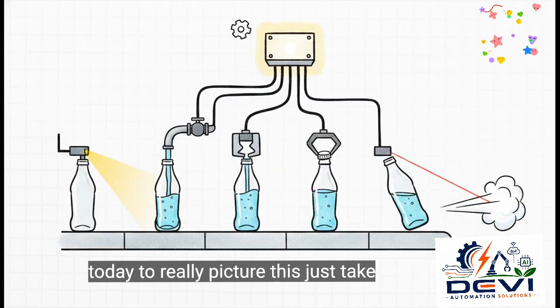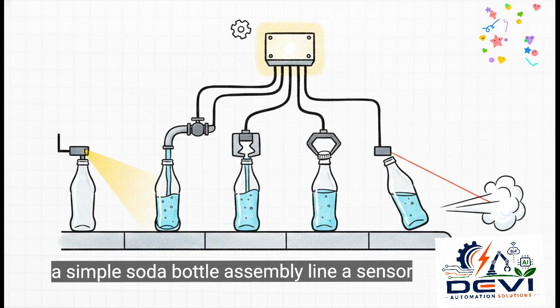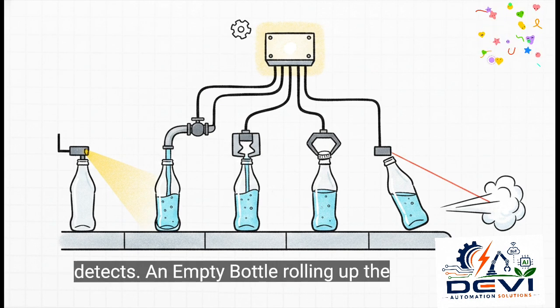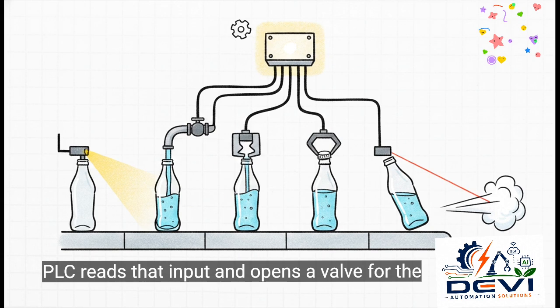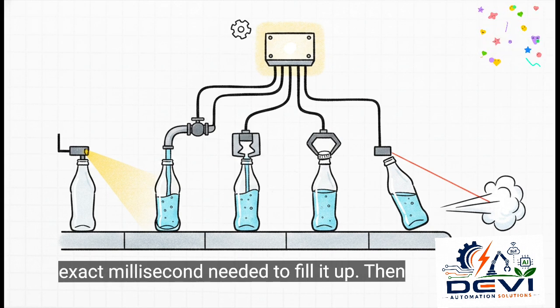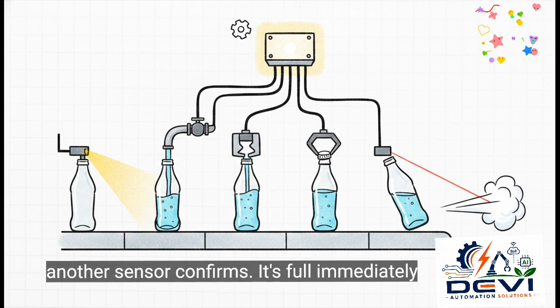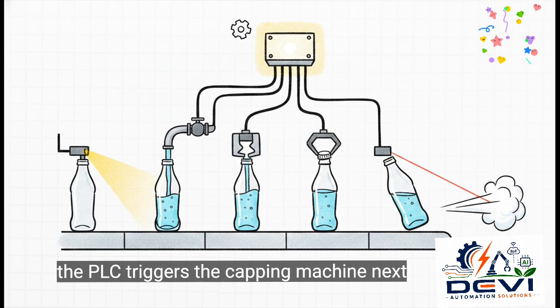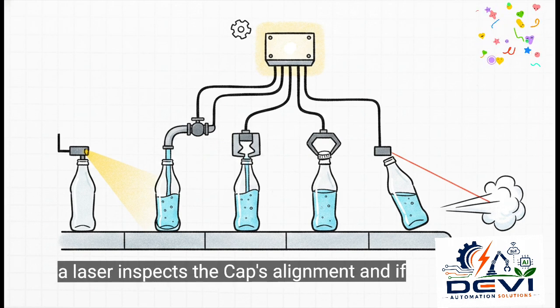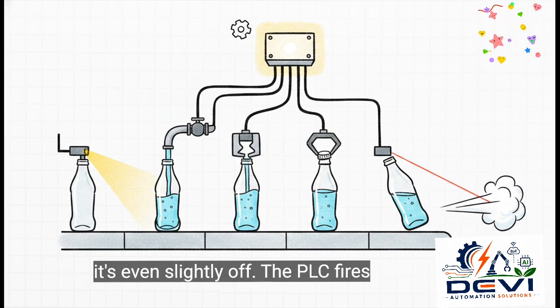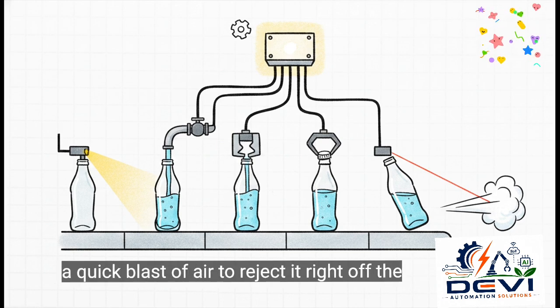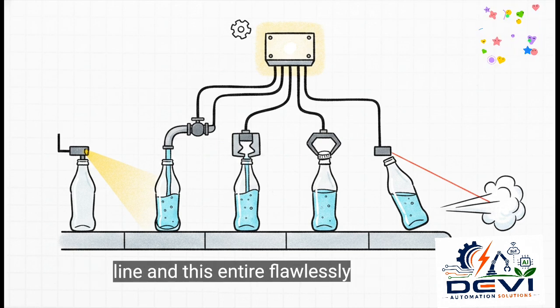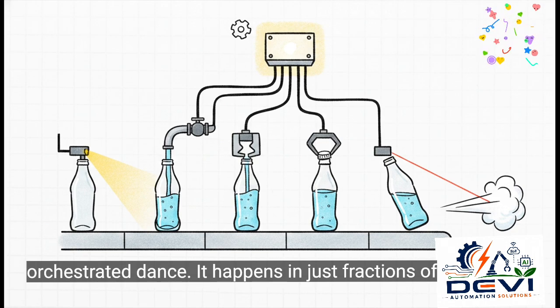To really picture this, just take a simple soda bottle assembly line. A sensor detects an empty bottle rolling up. The PLC reads that input and opens a valve for the exact millisecond needed to fill it up. Then, another sensor confirms it's full. Immediately, the PLC triggers the capping machine. Next, a laser inspects the cap's alignment, and if it's even slightly off, the PLC fires a quick blast of air to reject it right off the line. And this entire flawlessly orchestrated dance, it happens in just fractions of a second.